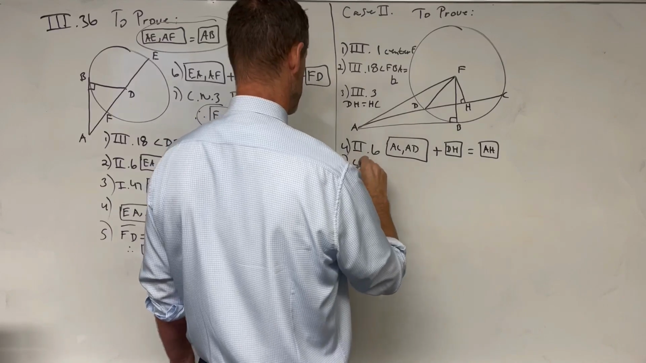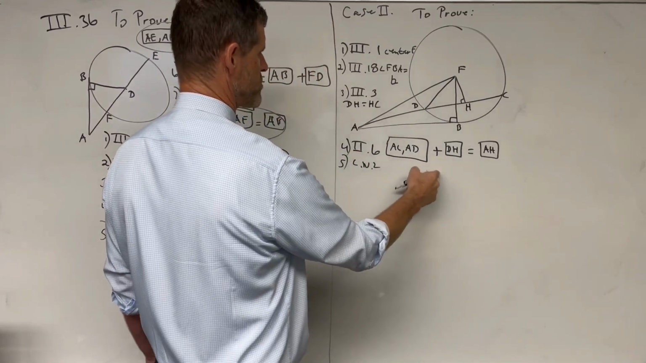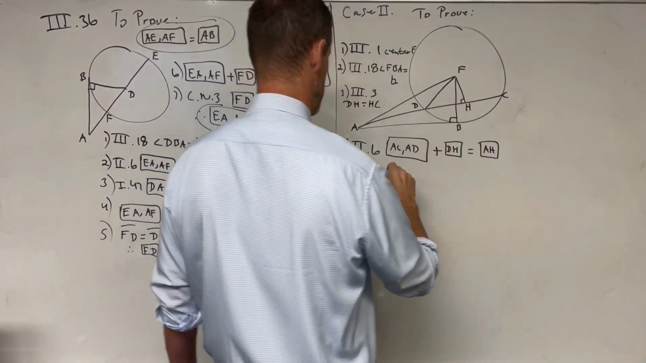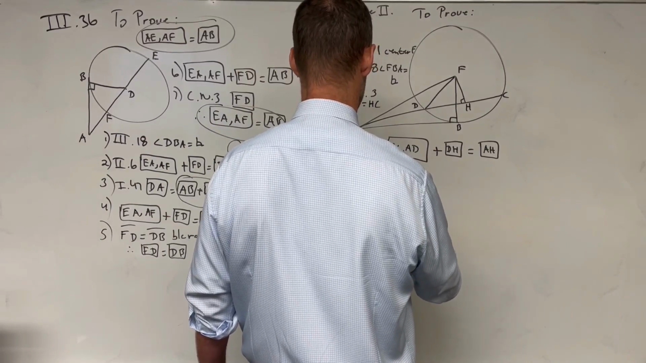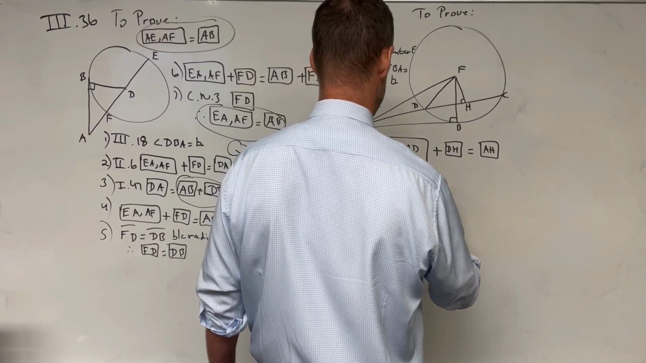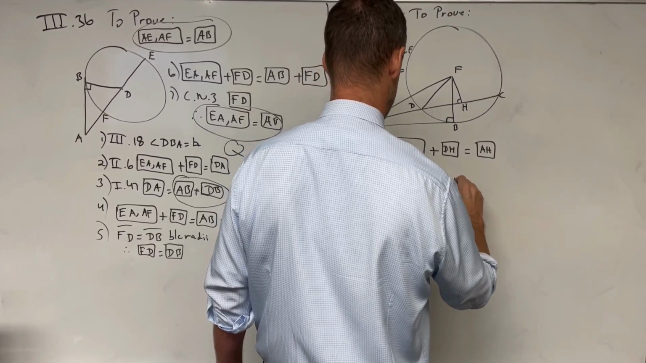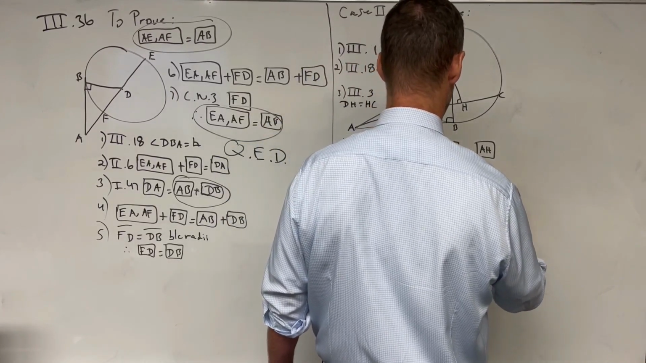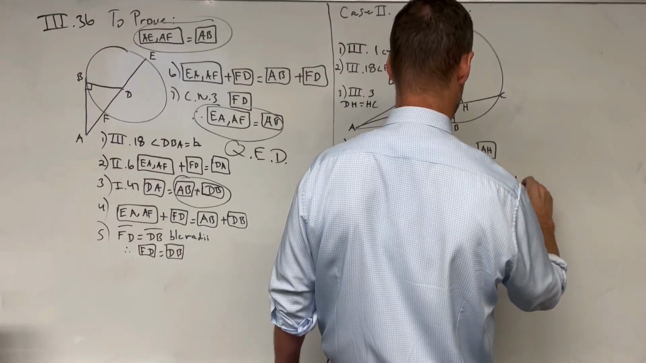And now we're going to use common notion 2 to add equals to equals. To both sides of our equation in step 4, we're going to add the square on FH. Therefore, we're going to have the rectangle AC, AD plus DH square plus FH will equal the square on AH plus the square on FH.